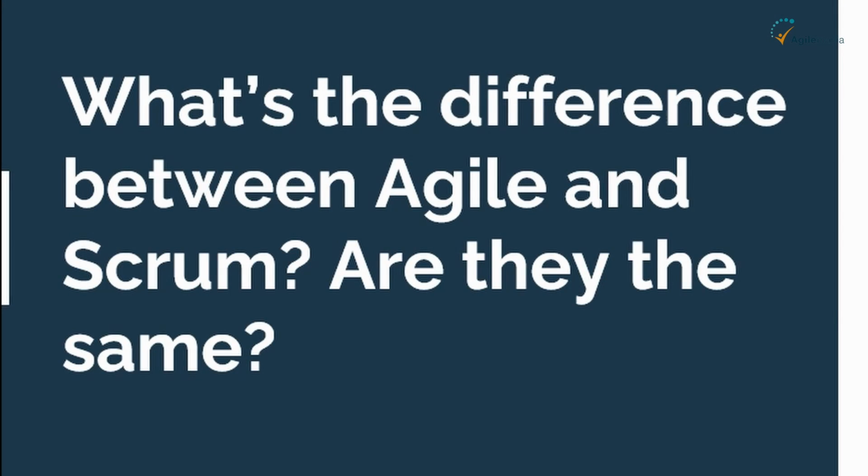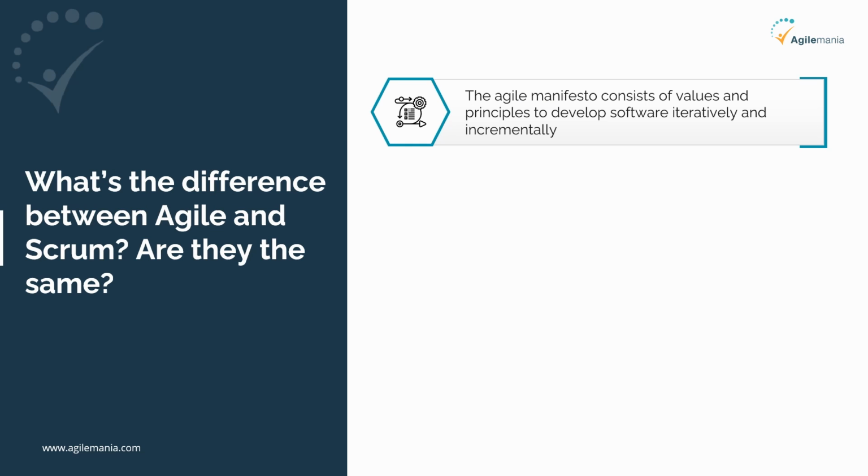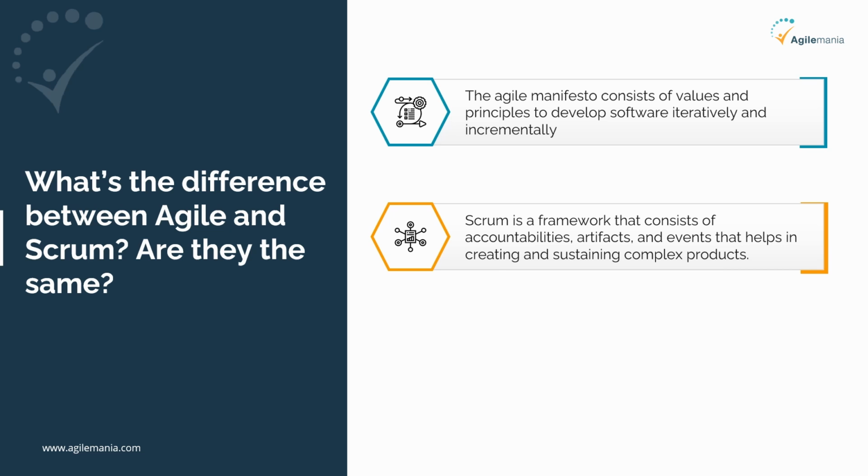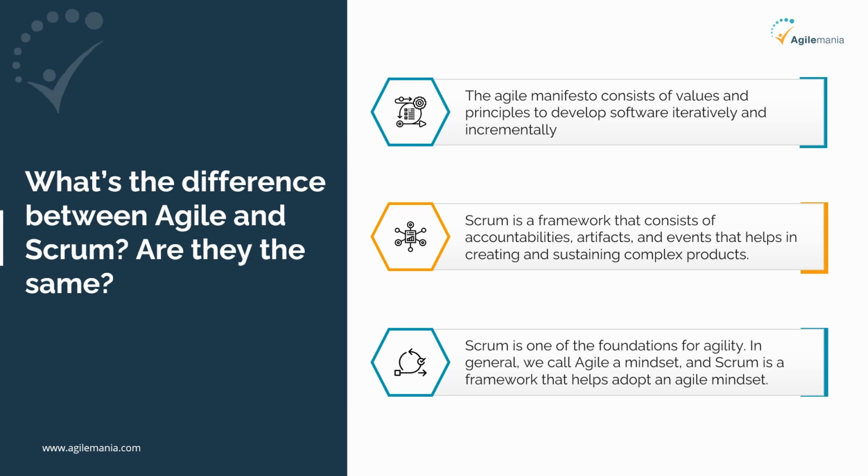What's the difference between Agile and Scrum? Are they the same? The Agile Manifesto consists of values and principles to develop software iteratively and incrementally. Scrum is a framework that consists of accountabilities, artifacts, and events that helps in creating and sustaining complex products. Scrum is one of the foundations for agility. In general, we call Agile a mindset, and Scrum is a framework that helps adopt an Agile mindset.